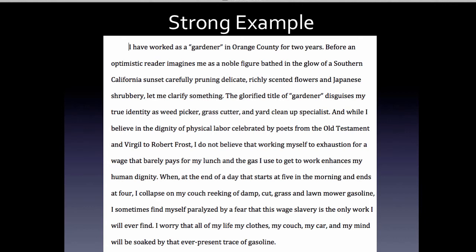And I see in that example all of the three elements. It tells us where this person works and what he does.